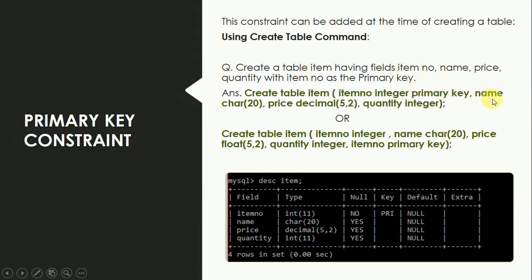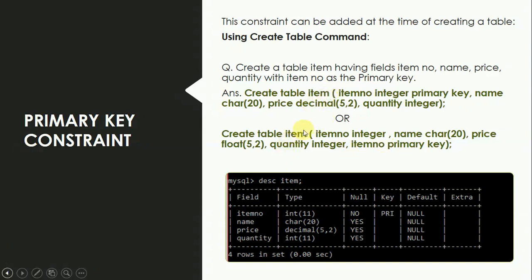Then as usual we will give the names of other fields. Name char 20, comma, price decimal 5, comma 2, comma, quantity integer. Another way of writing the same command is: create table item, item number integer, comma, name char 20, price float 5, comma 2, quantity integer, and then at the end we can specify item number as the primary key. So both the commands are same, they give the same output.